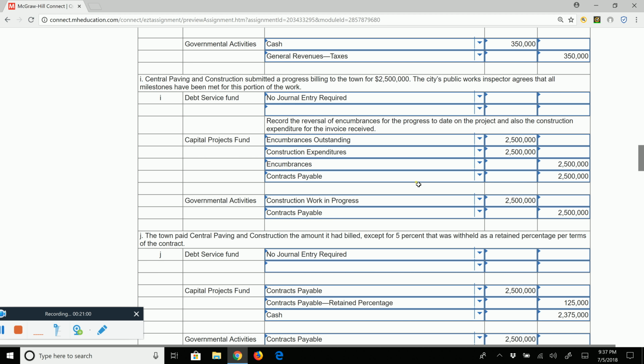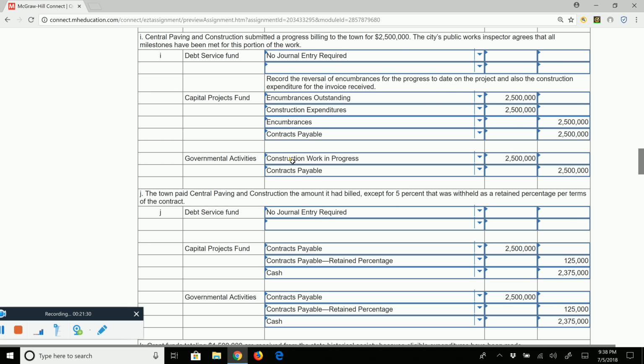Okay, our contractor gave us a progress billing of $2.5 million. So in the capital projects fund, two-step process. First, we're going to reverse the encumbrance by debiting encumbrance outstanding and crediting encumbrance, and we will immediately replace it with the actual expenditure. And in this case, it's the same amount. Debit the expenditure, credit the payable. While that journal entry is recorded in the fund, in the government-wide statements, that money gets capitalized. We're just building our WIP account. Debit WIP, credit the payable.